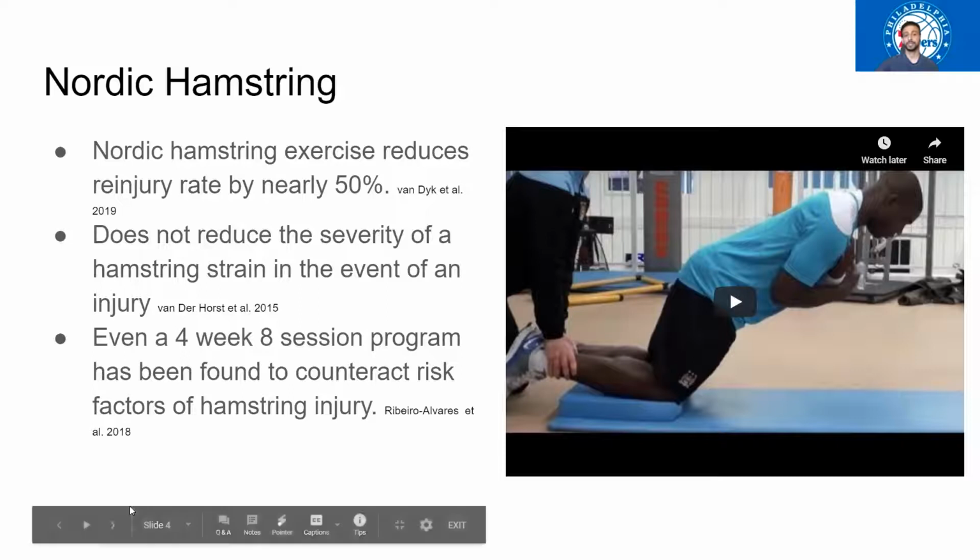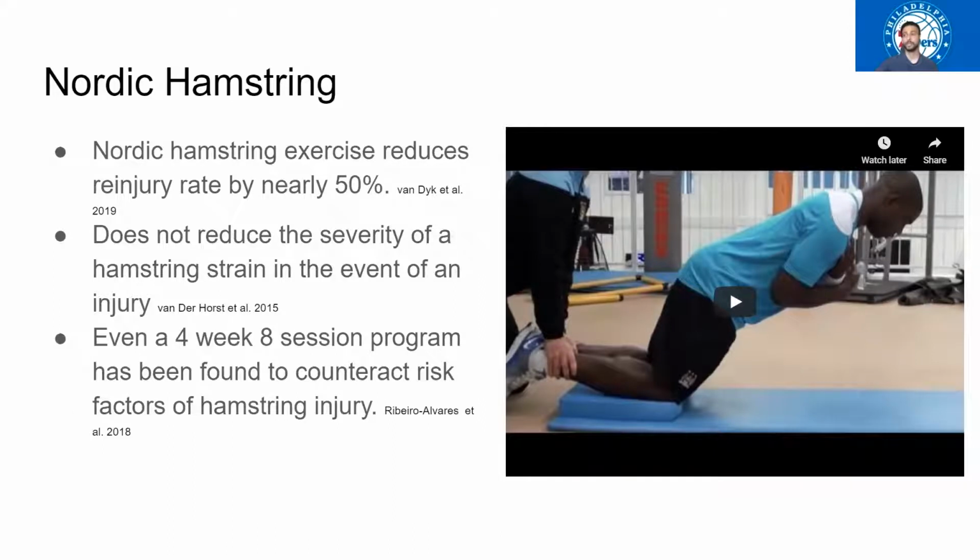And some studies, like this Van Dyke et al. study in 2019, looked at up to a 50% reduction in re-injury. So that's a pretty big deal, and I feel like it should be pretty common practice to include this when you're dealing with somebody that has some hamstring injuries.